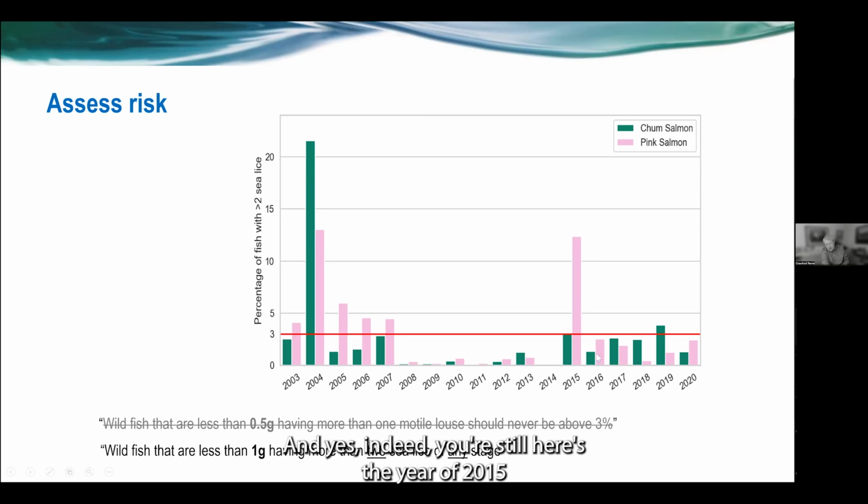And yes, indeed, here's the year at the top, 2015, where for pink salmon we went up to almost 12% of fish having 2 or more of any stage of sea louse. But over most of the rest of the years, even within this very conservative assumption about bigger fish and any stage of louse, i.e. even the very smallest louse, this threshold is very seldom breached.